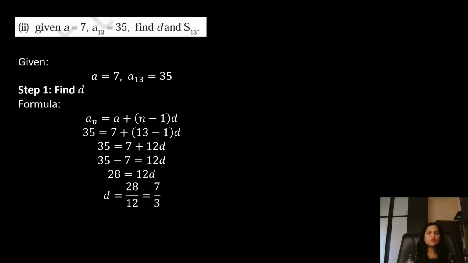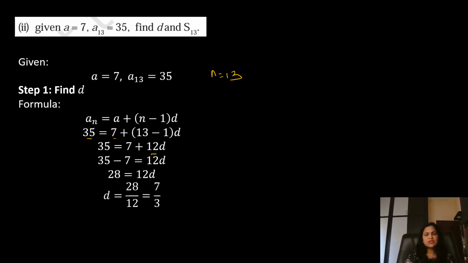Second sum, given a equal to 7, a13 is equal to 35, find d and S13. So n is also given here, n is 13 here. So given a equal to 7, a13 is equal to 35, n equal to 13 here. Step 1, find d. So formula an equal to a plus n minus 1 into d. Substitute the values. A13 is 35, a is 7. Then 13 minus 1 into d. 13 minus 1 is 12d. 35 equal to 7 plus 12d.